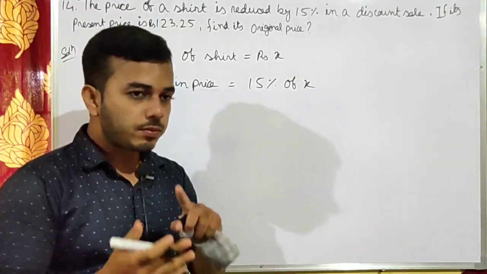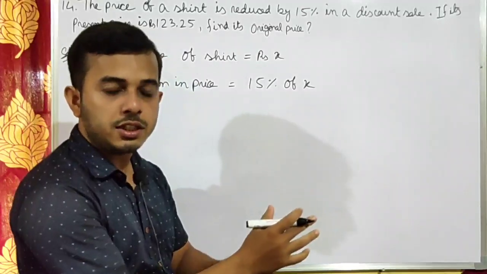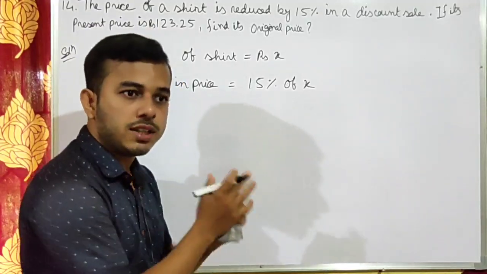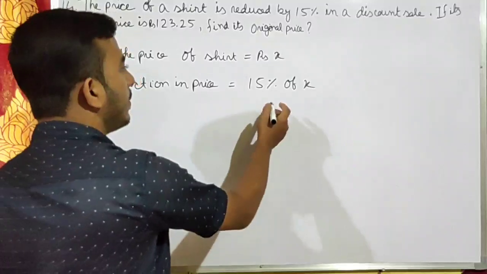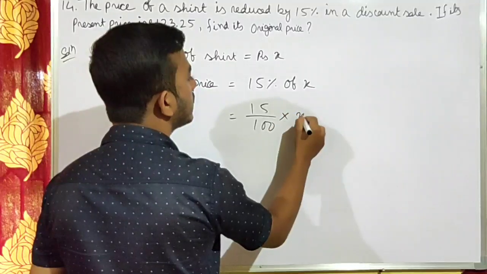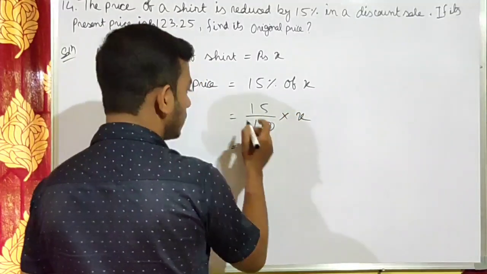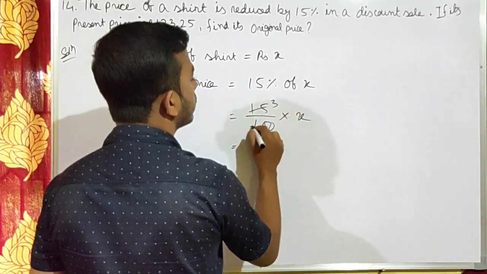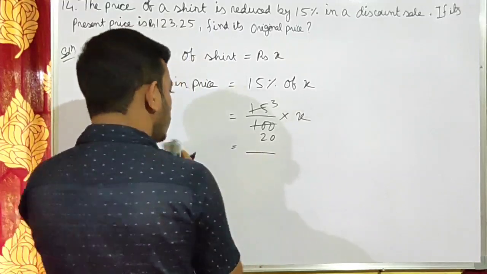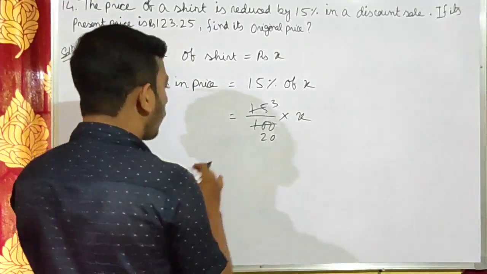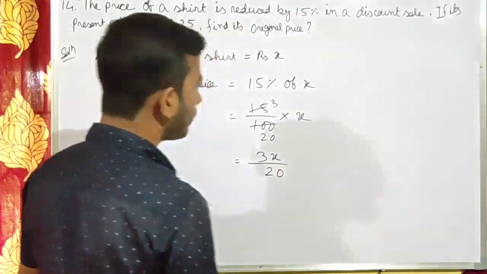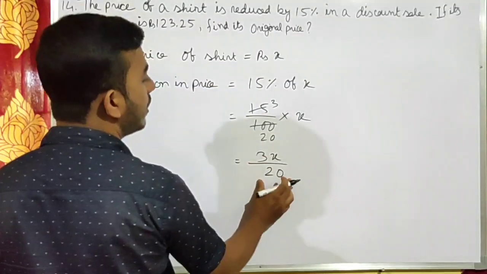We have reduced 15% of its original price, isn't it? So the reduction is 15% of X, and 15% means 15 by 100. 5 into 3 is 15, 5 into 2 is 10. So it is 3X by 20. The reduction in the price is 3X by 20.